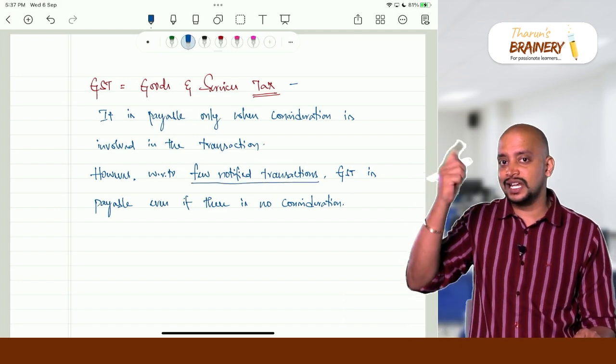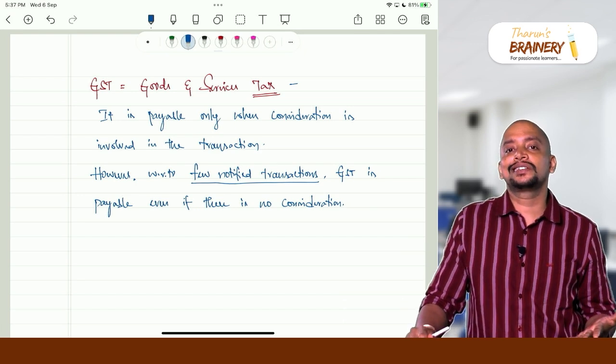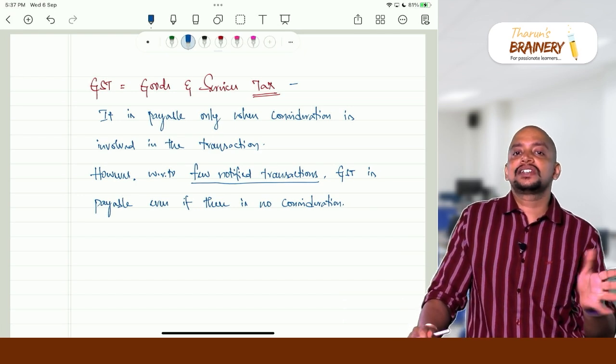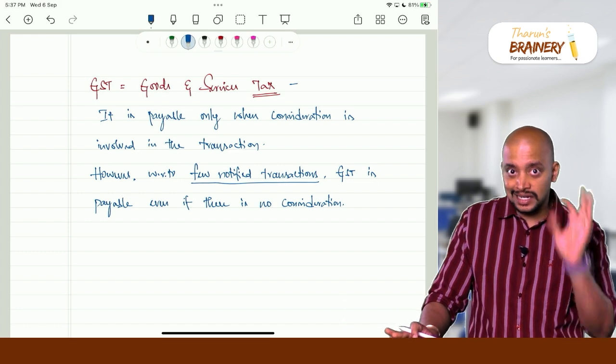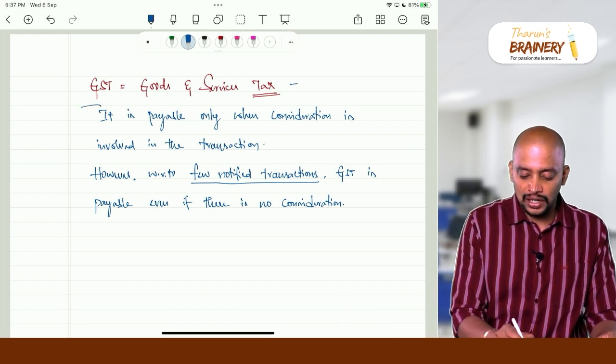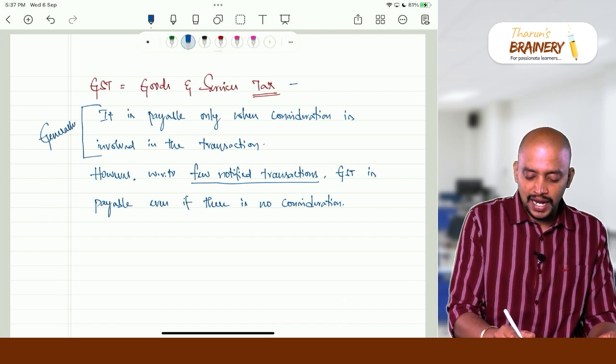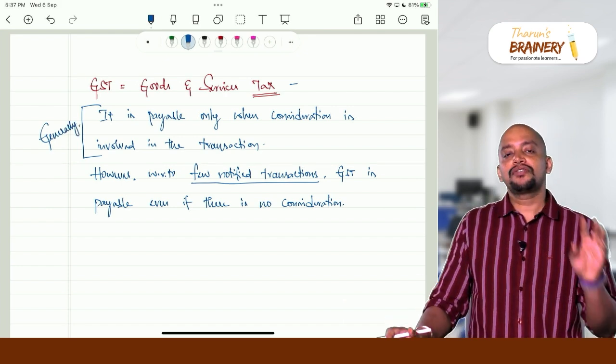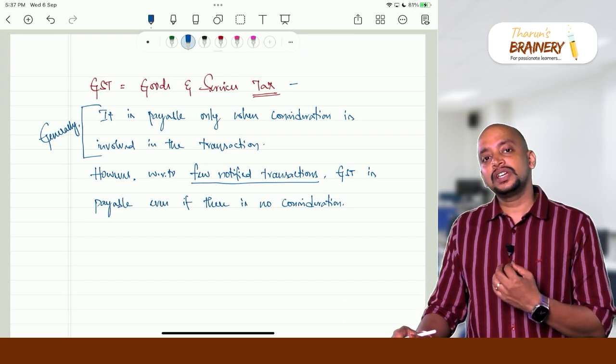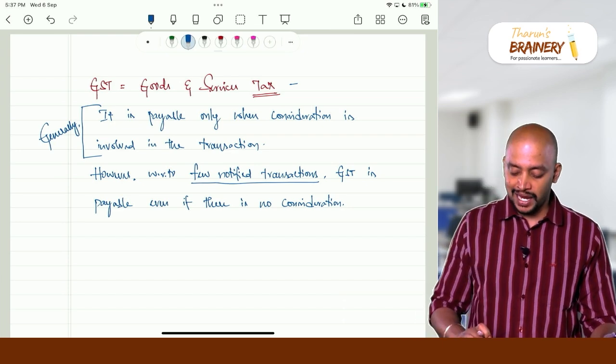Whenever it comes, there I will explain, because you should not think that only when consideration is there, GST is payable. Yes, that is general. This is the general rule. But we have an exception for few transactions alone. So even though there is no consideration, we end up paying GST.